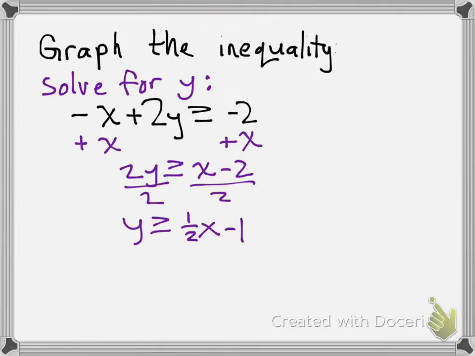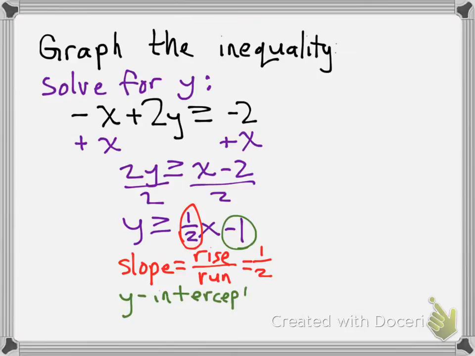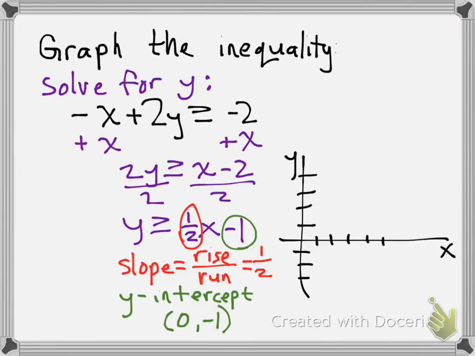Now we're going to find the slope and the y-intercept again. The slope is the number in front of the x, which is the rise over run. In this case, we have a rise of 1 and a run of 2. The y-intercept is the negative 1 at the end. The y-intercept is always where x equals 0, so we have the point (0, negative 1). We're going to graph these two on our coordinate plane with our x-axis and y-axis. We're going to start at the point (0, negative 1), and then use our slope to go up 1 and over 2 to find another point.